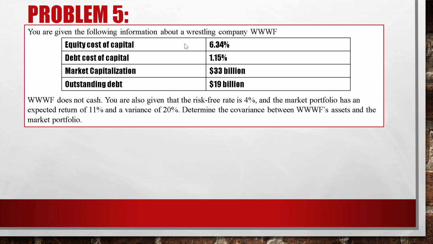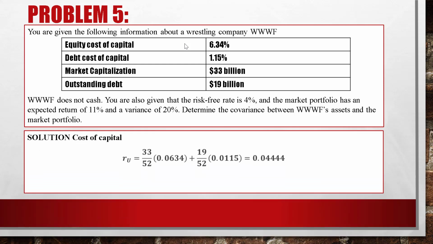So in this question, we have market capitalization 33 billion, which is equity. Outstanding debt 19 billion, which is D, debt. The cost of capital for equity RE is 6.34%. The debt cost of capital is 1.15%. That is RD. Risk-free rate RF is 4%.